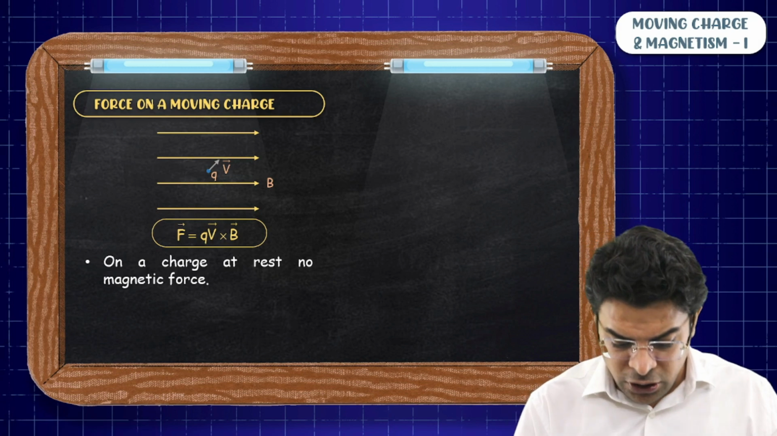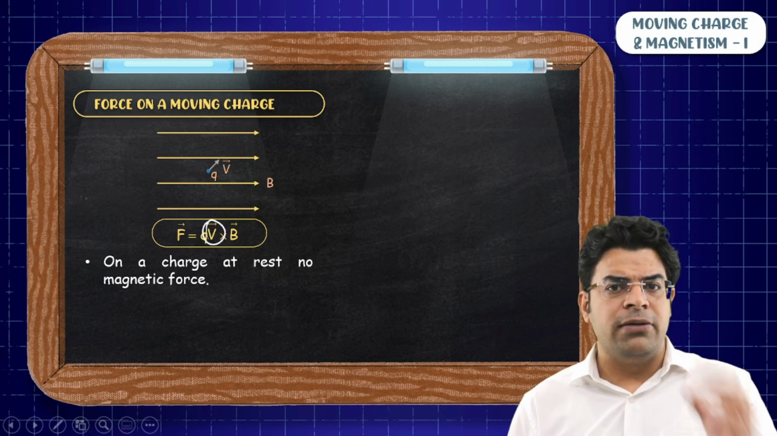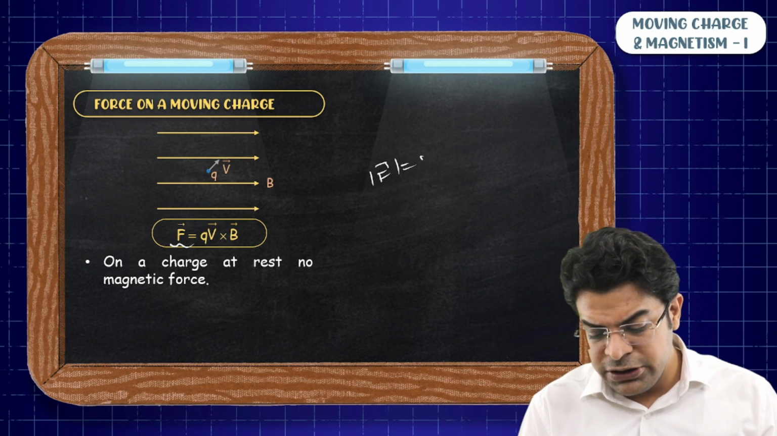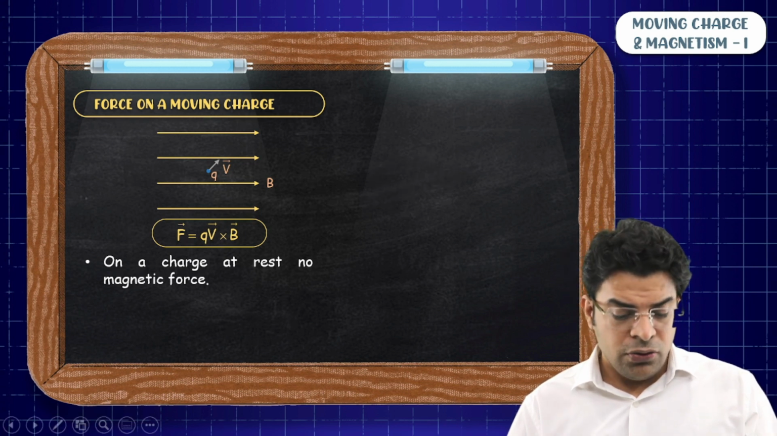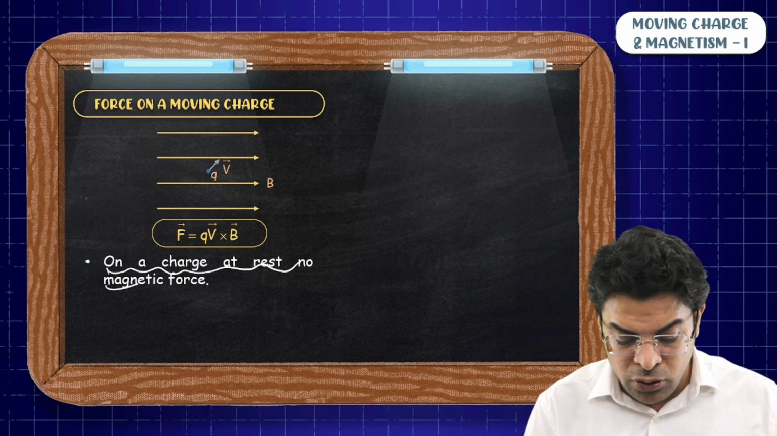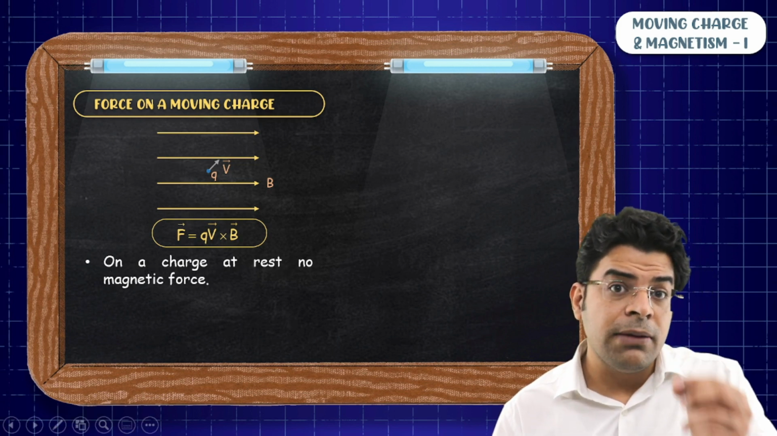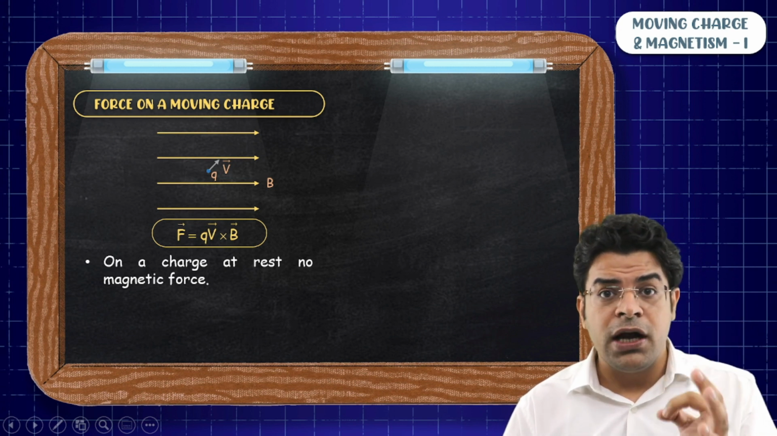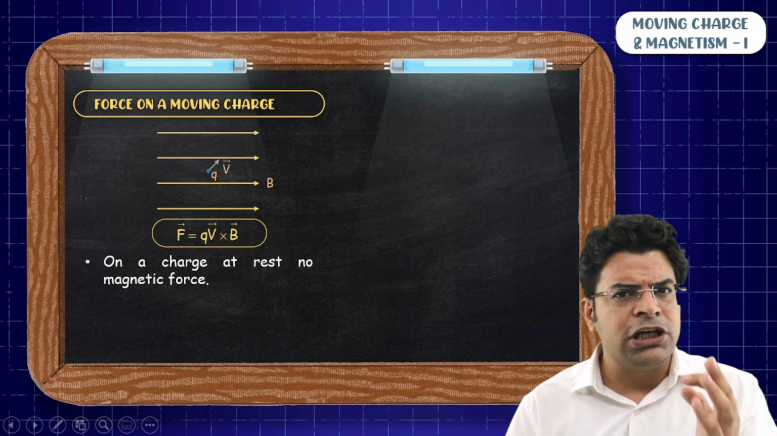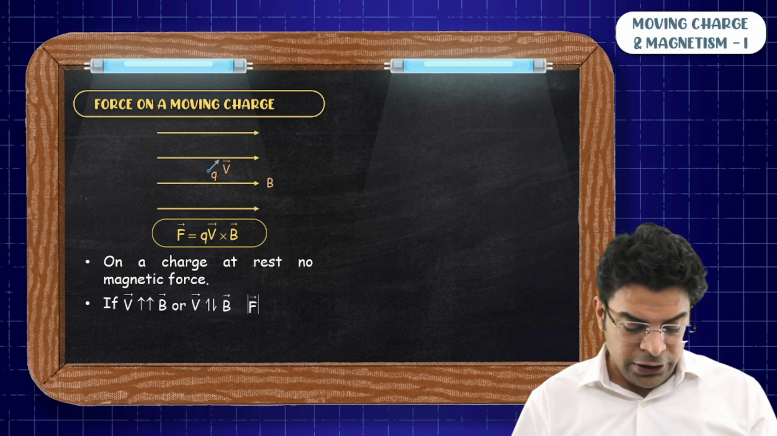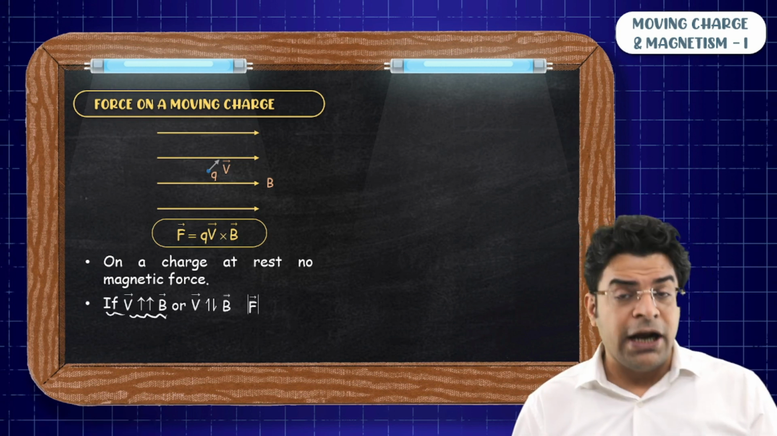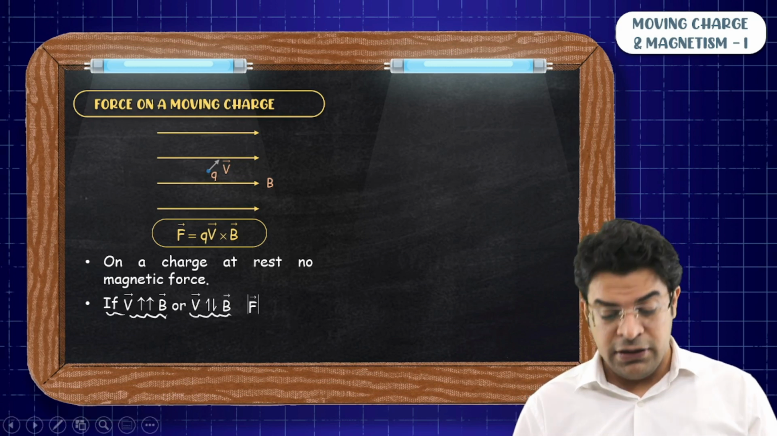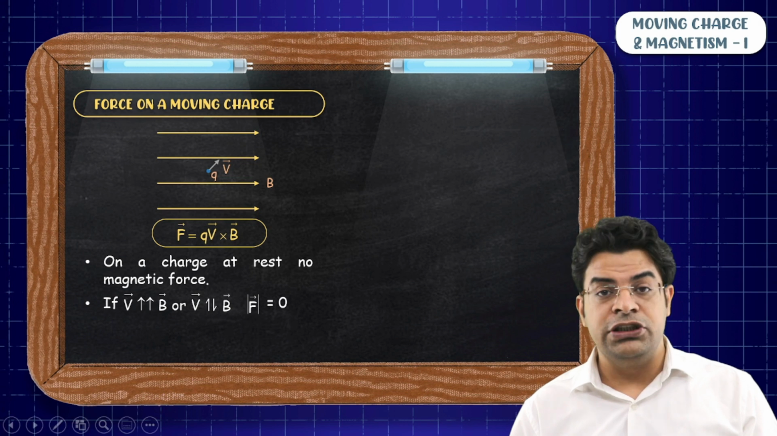Why? Because if the velocity of the charged particle becomes zero, then you will say that the magnitude of the force will be zero, right? So on a charge at rest, no magnetic force will act. So for the magnetic force to act on a charged particle, it must be moving. You can't have a magnetic force acting on a charged particle at rest. The second point, if velocity is parallel to magnetic field or velocity is anti-parallel to magnetic field, then the magnitude of force acting is zero.